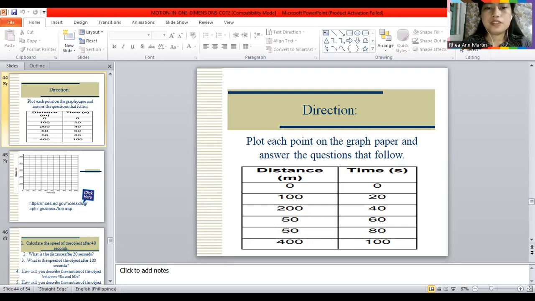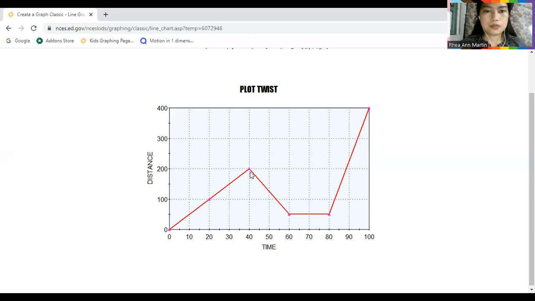Fourth, how will you describe the motion of the object between 40 seconds? So, between 40 seconds, balik tayo sa graph. Between 40 seconds and 60 seconds, that is downward sloping line. So, it means the object is slowing down, right?